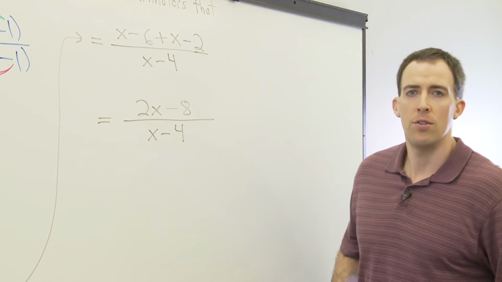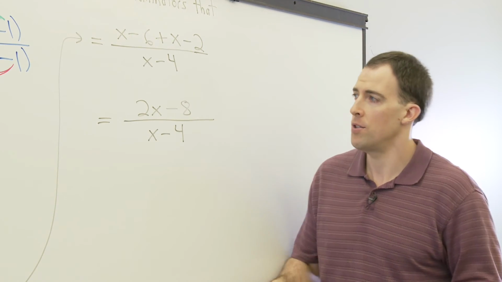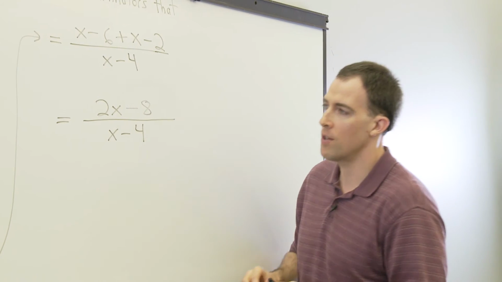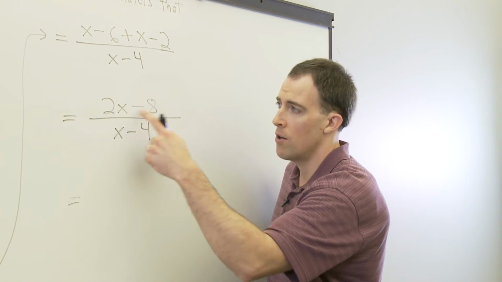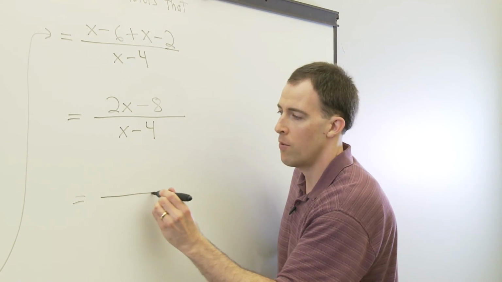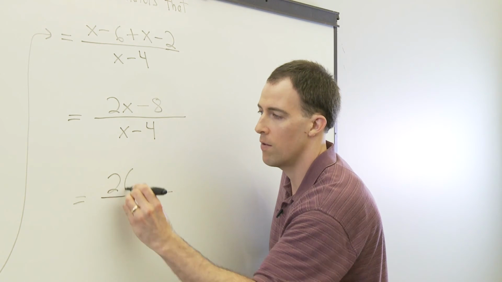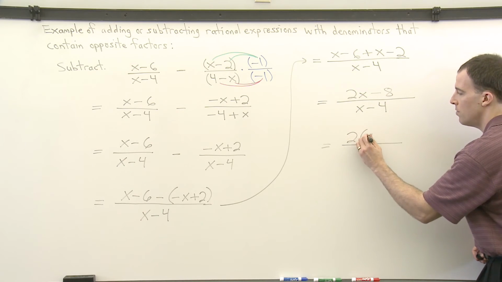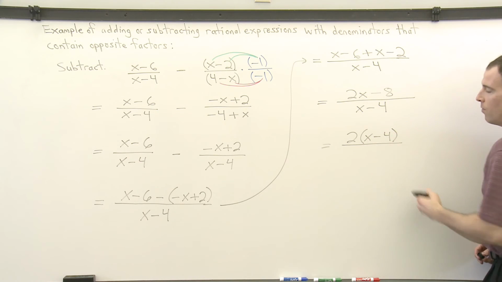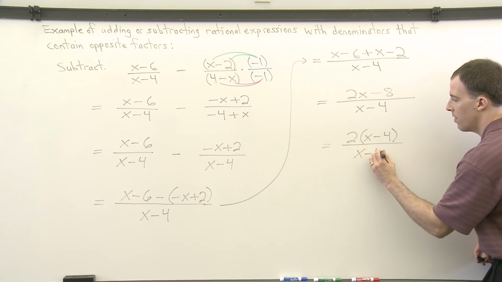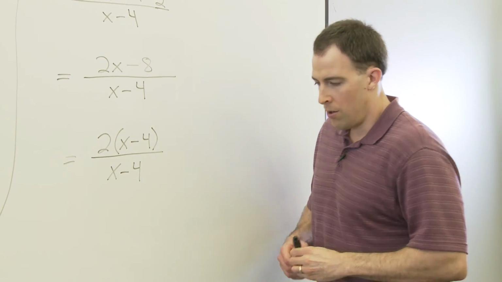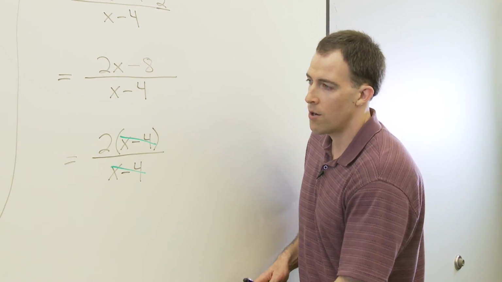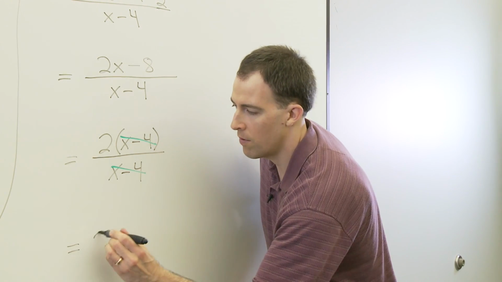The very last thing to do when adding or subtracting fractions is to see if potentially you could factor the numerator and then maybe reduce by canceling a common factor. And looking at our numerator here, 2x - 8, it does appear that we can factor it by factoring out a common factor of 2. So if we factor out the 2 from both terms on top, we'll have 2 times (x - 4) all over x - 4. And lo and behold, we can cancel here the x - 4 common factor and just arrive at the final result of 2.